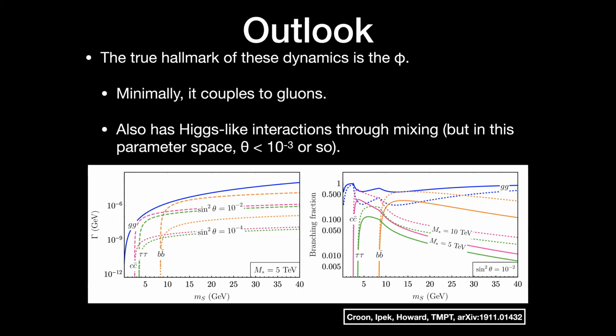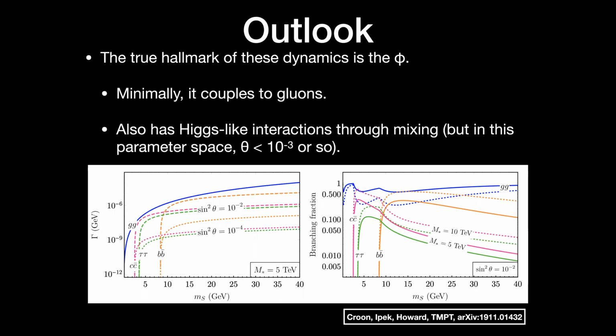So its width is typically large enough that it decays promptly. That's an important ingredient. And then if I look at the branching fraction, it typically likes to go to gluons. So that coupling that phi has with the gluons directly is typically the most important one. And that's just because the Higgs mixing is small enough that the other channels, which all go through Higgs mixing, are typically not that competitive.